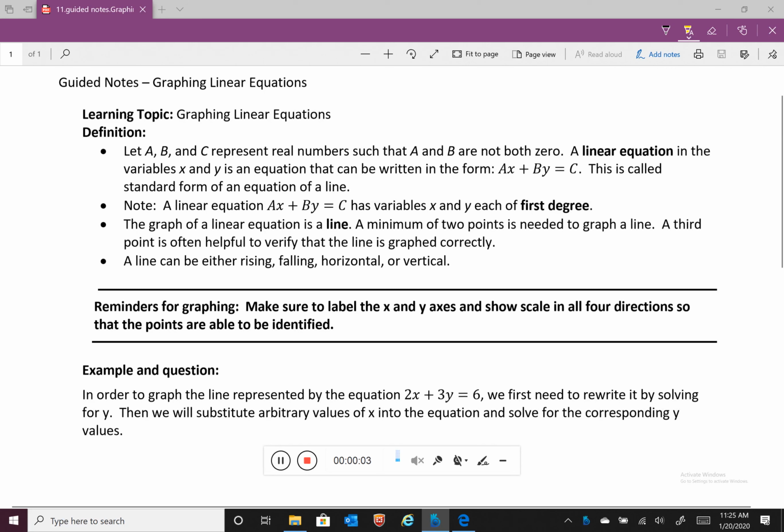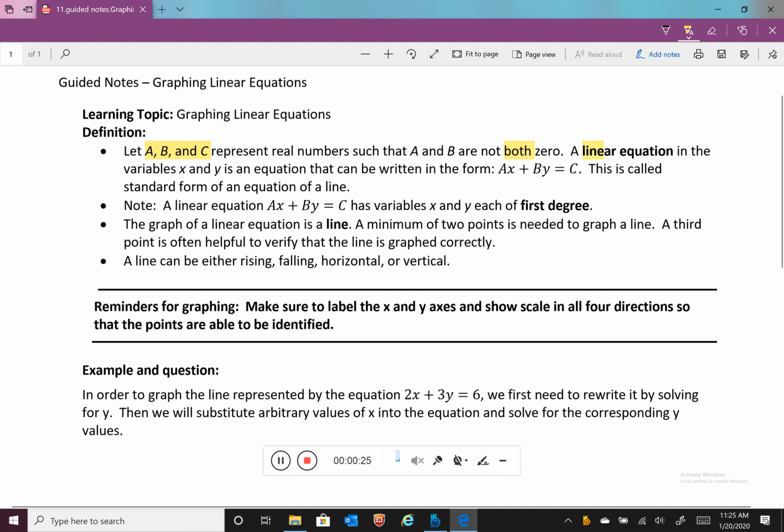We're going to be looking at graphing linear equations. And before we do so, we need to have some definitions. First, let A, B, and C represent real numbers such that A and B are not both 0. So that means one of them can be 0, but not both of them.